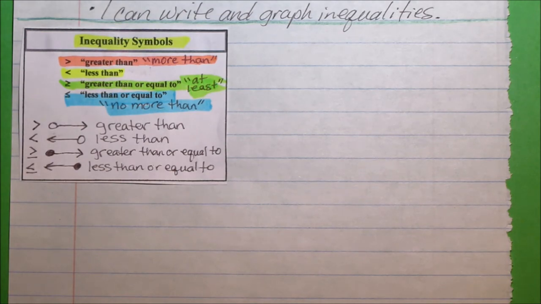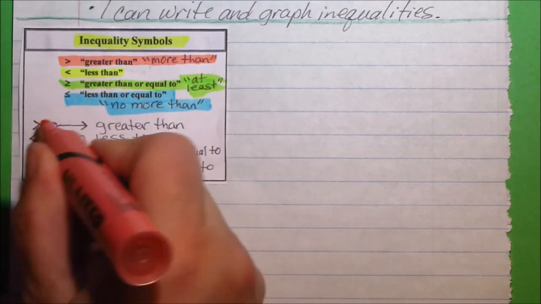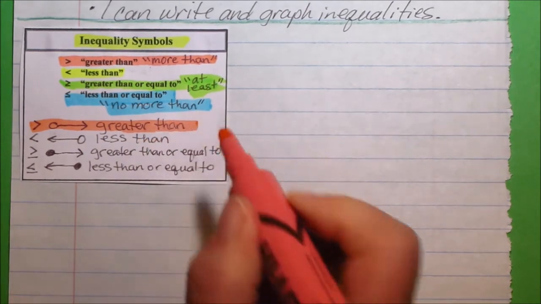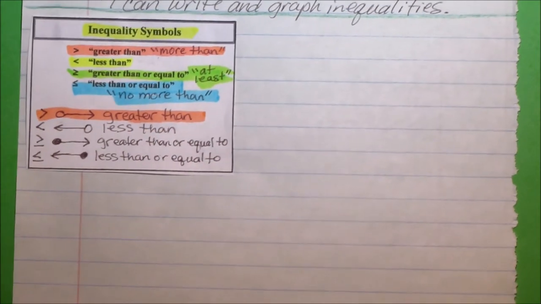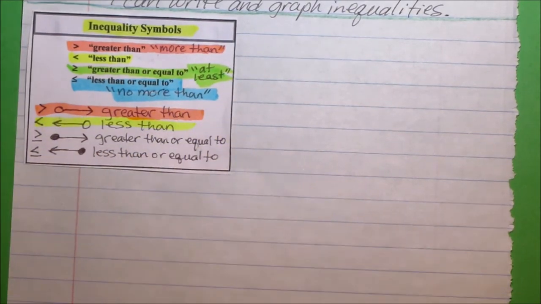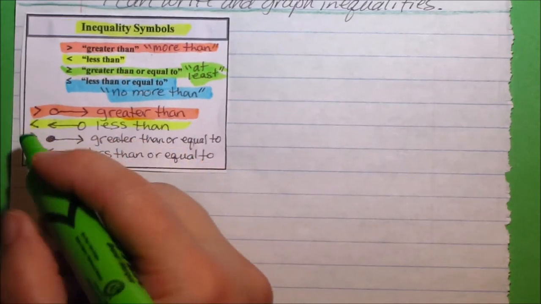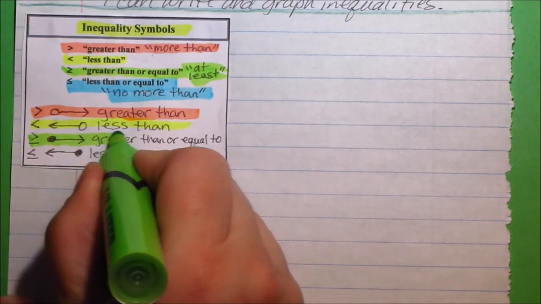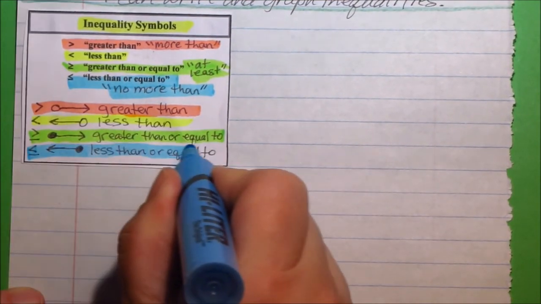All right. So our greater than, we color coded with pink. Our less than with yellow. Our greater than or equal to with green. And our less than or equal to with blue.